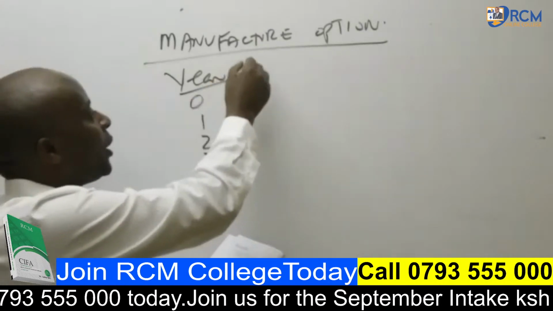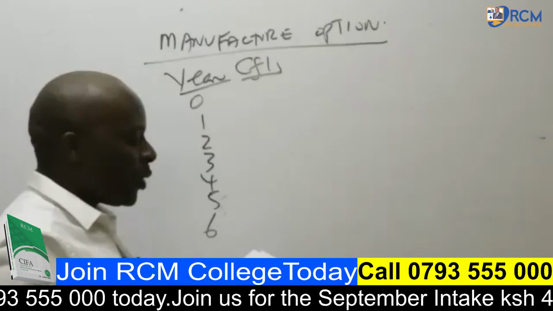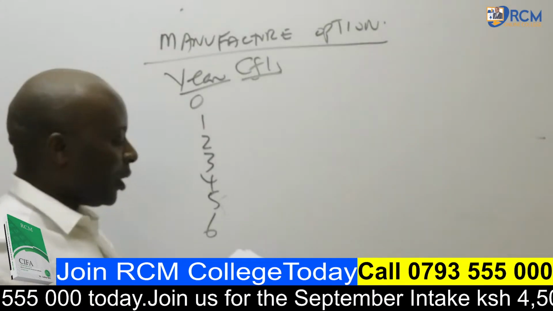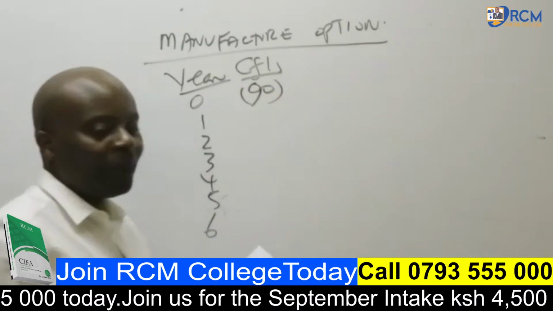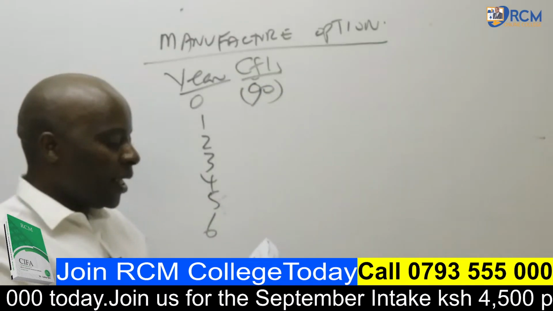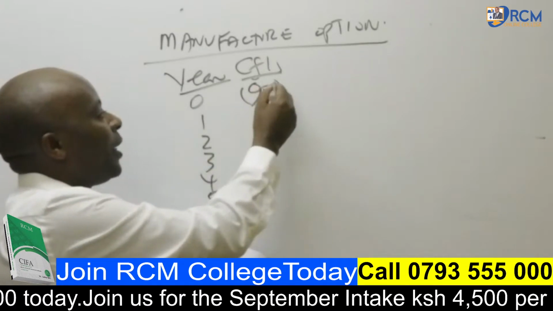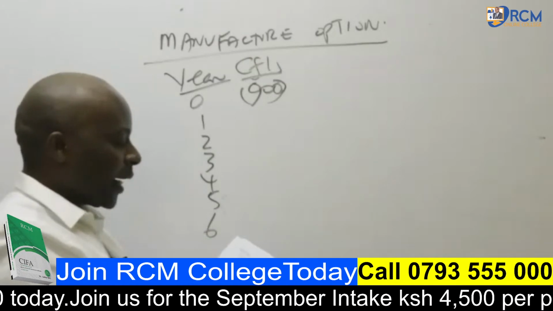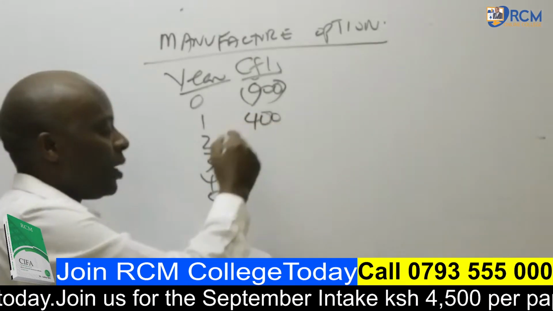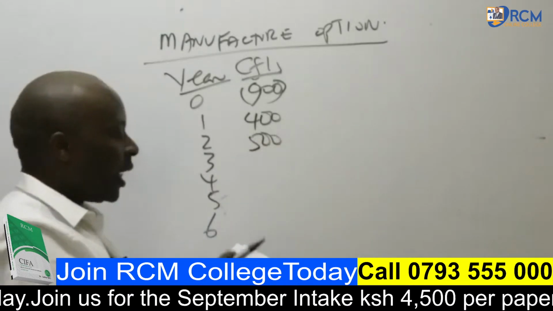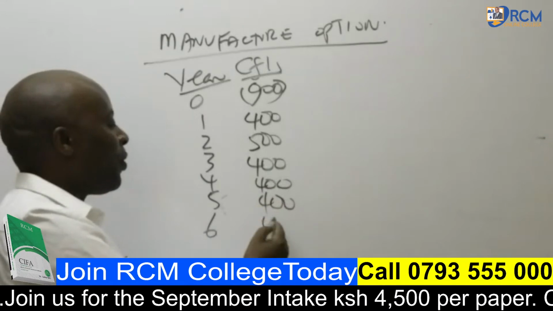Give us our cash flows. So our cash flows, what do we have there? I'm cutting 3 zeros. So we have here 0, 900, sorry. End of year one, I receive a whole 400. We have a 500. All the others are 400, 400, 400.